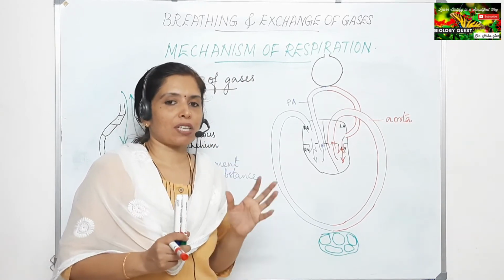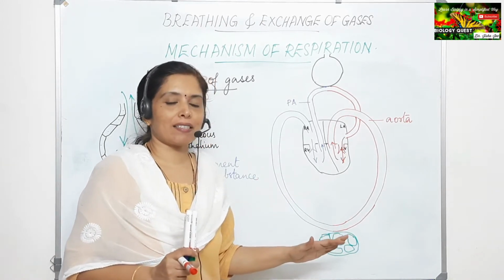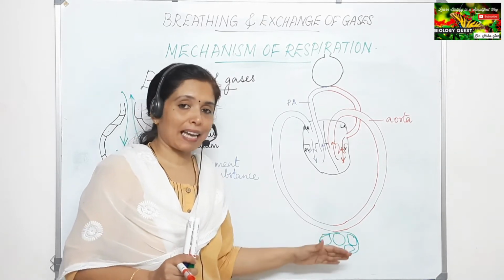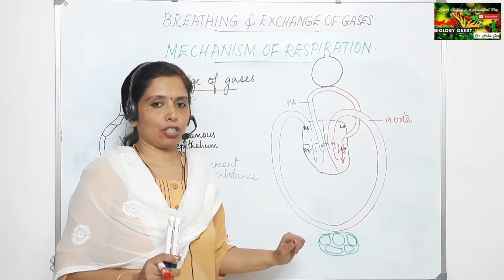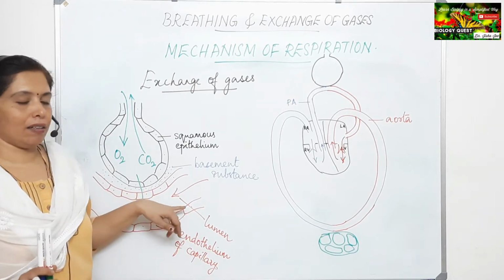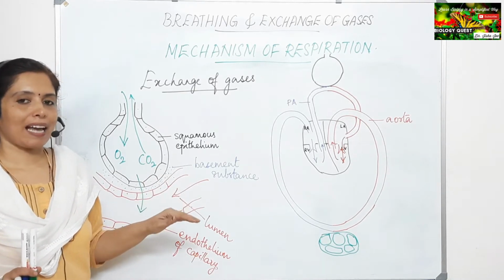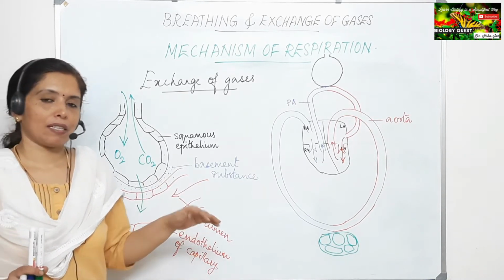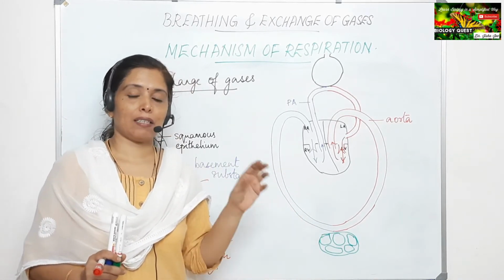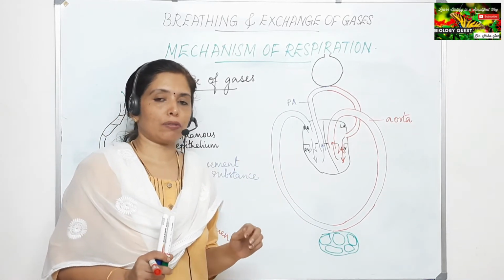The finer branches of the arterioles are the capillaries, and the exchange of gases in the tissue occurs between the blood in the capillary and the cells of the tissue, because as we know, the walls of the capillaries are only one cell thick. So it acts as a diffusion membrane. Whereas the walls of the arteries or the veins are thick, muscular walls. Diffusion cannot occur through their walls.